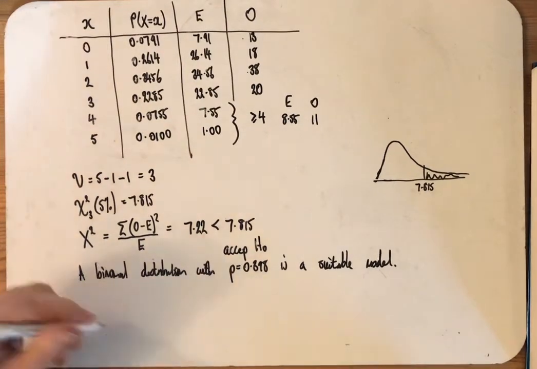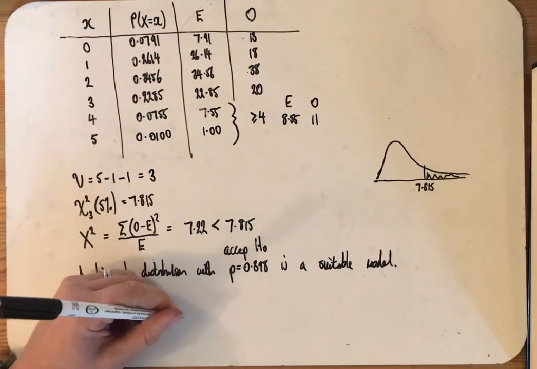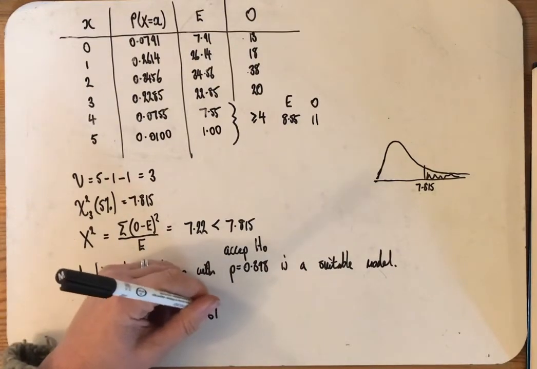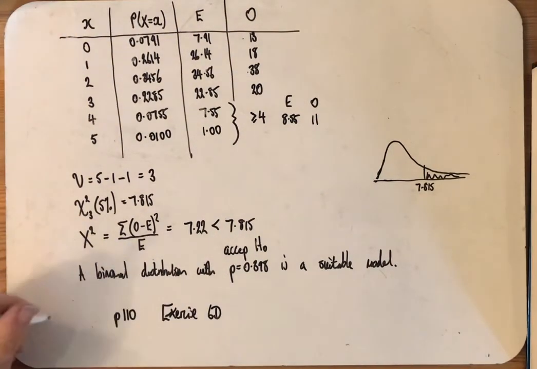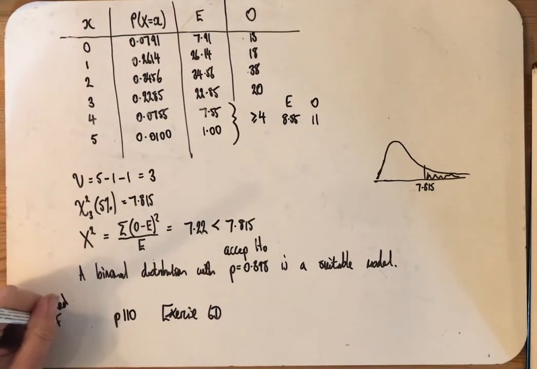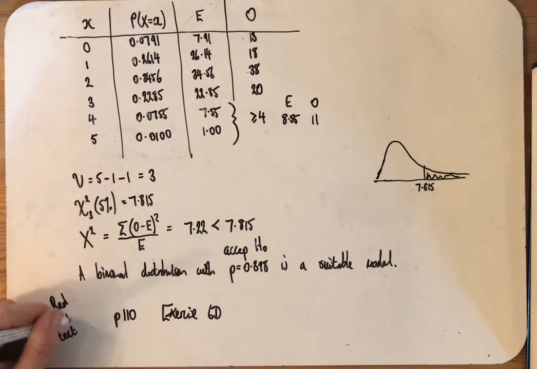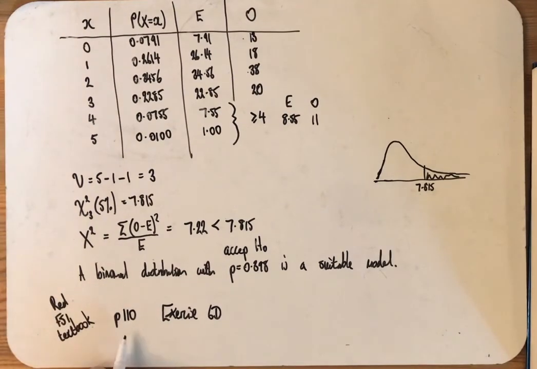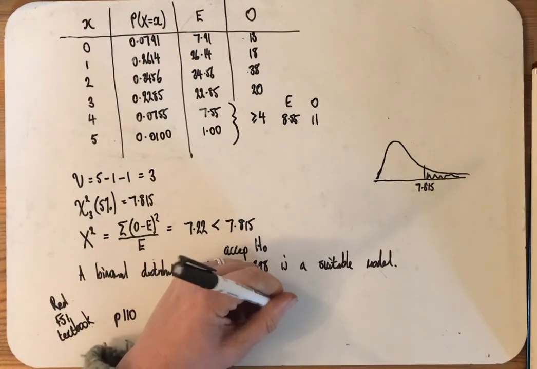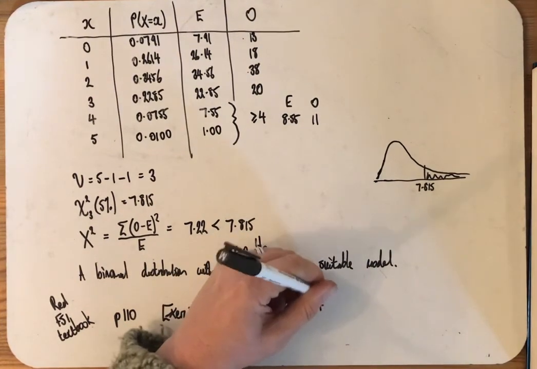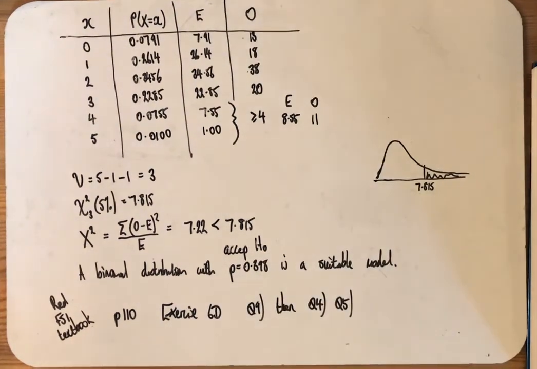If you could look at doing exercise 6D, which is on page 110 of your online textbook. It's the red FS1 textbook. So page 110, exercise 6D, question 9, then question 4, and then question 5.